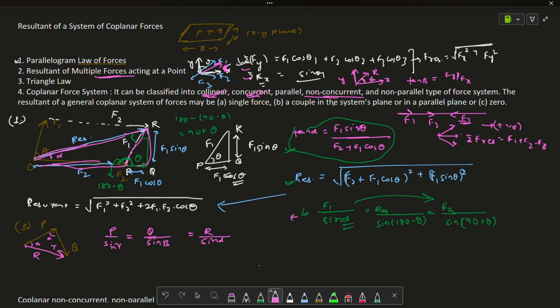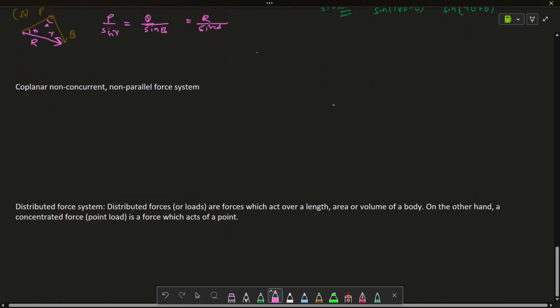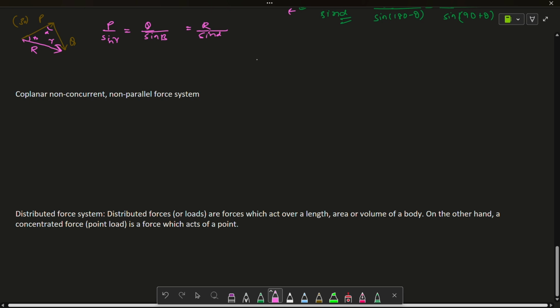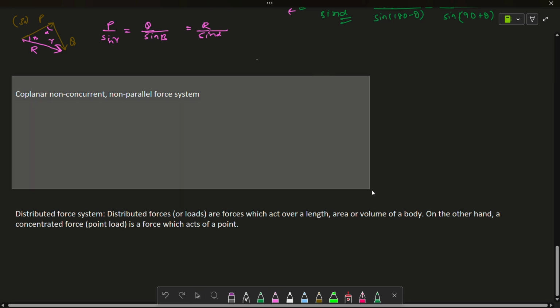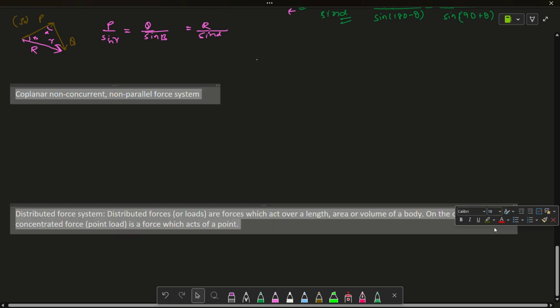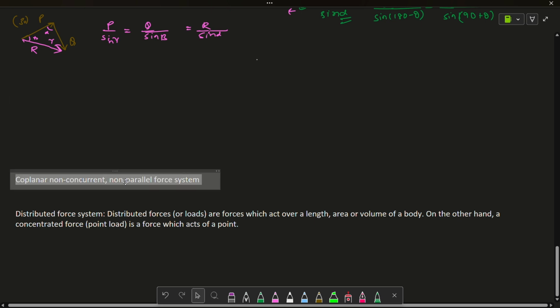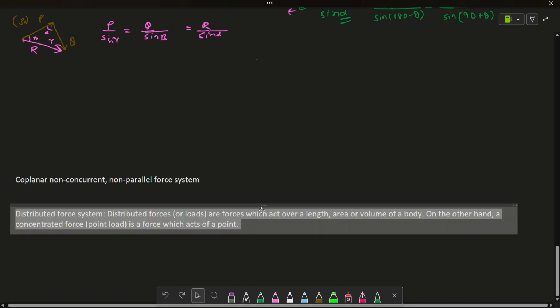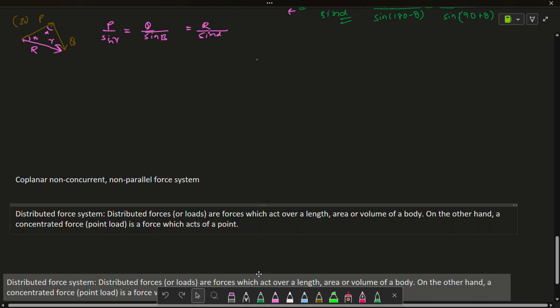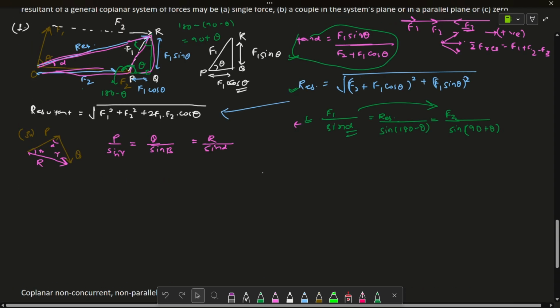Okay, non-parallel non-concurrent forces in a single plane. Okay, so let me slide these two things below and then we will discuss it. One minute, I'm just sliding.